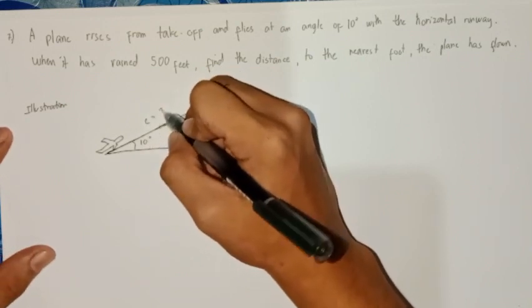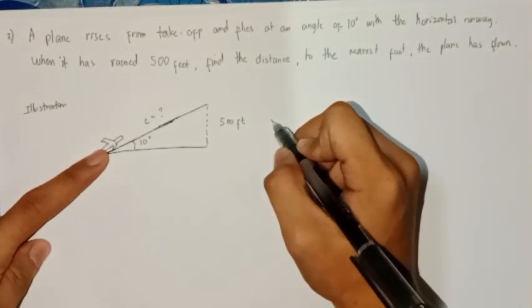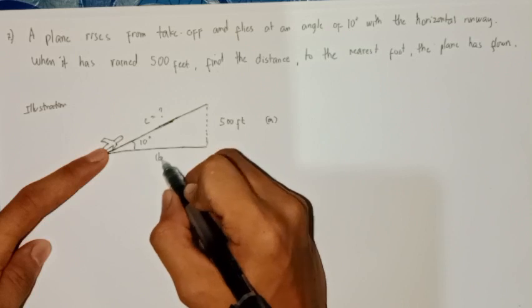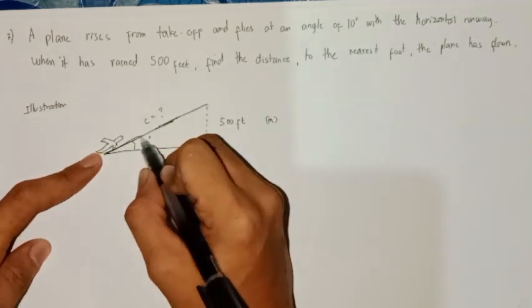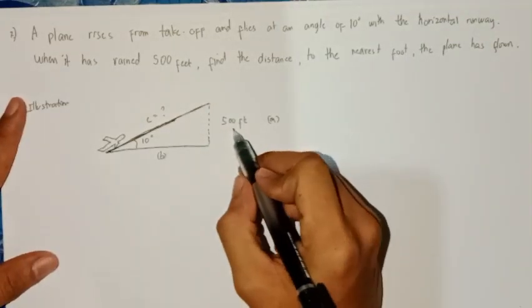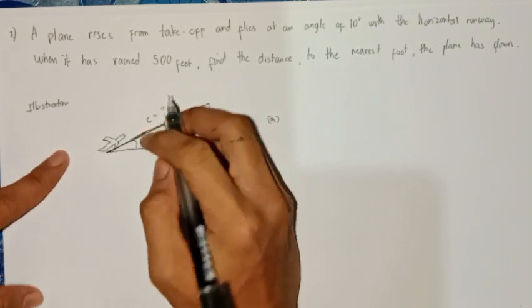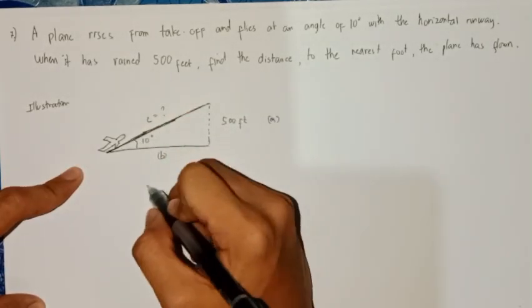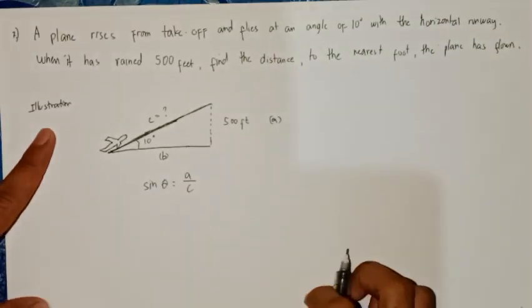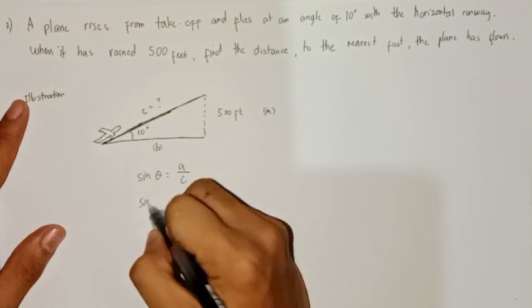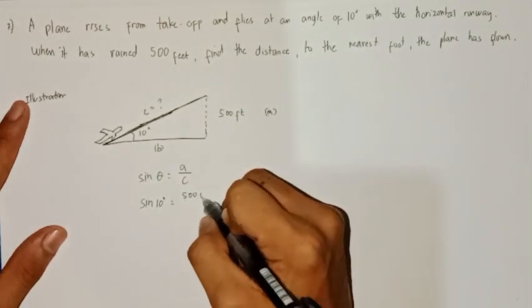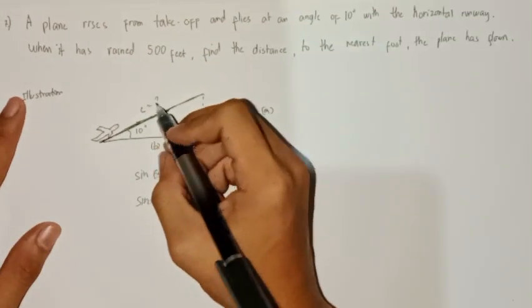So the hypotenuse. This is our angle of reference, this is our side opposite, and this is our adjacent. So the distance that we need to find is our hypotenuse. Since our given is the opposite and our goal is to find the hypotenuse, we can use sine theta equals opposite over hypotenuse. So sine of 10 degrees is equal to our opposite, 500 feet, over the distance, our hypotenuse c.